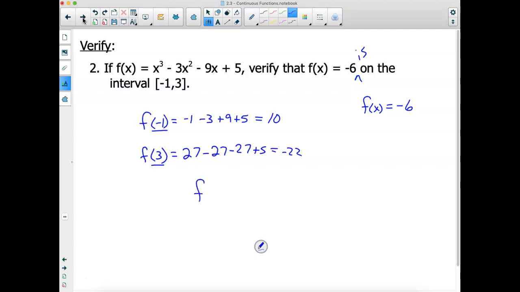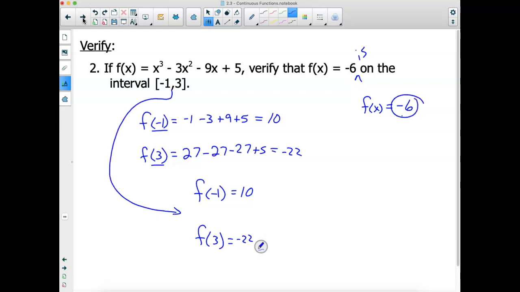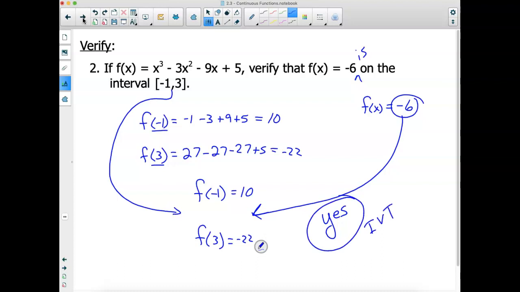Okay, if f of negative 1 equals 10 and f of 3 equals negative 22, that means some number between negative 1 and 3. Does this fall between 10 and negative 22? And if the answer is yes, it exists by the intermediate value theorem. Okay? What did Kruger not do first? Which was very stupid of him.